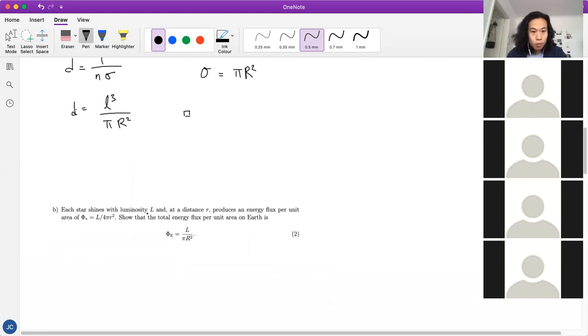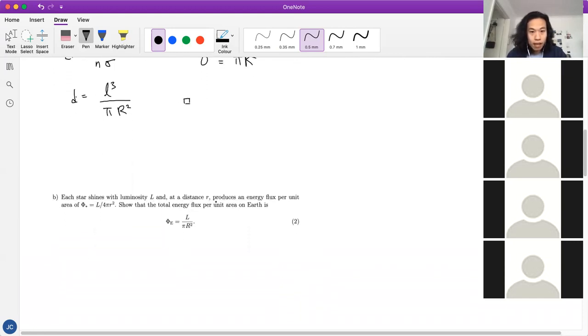each star shines with a luminosity L, and at a distance r produces an energy flux per unit area of phi star equals L over 4 pi r squared. Show that the total energy flux per unit area on Earth is given by this.